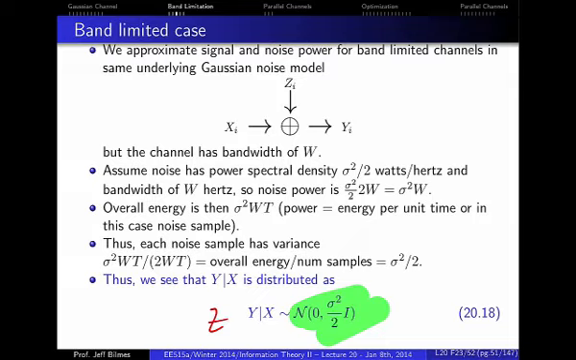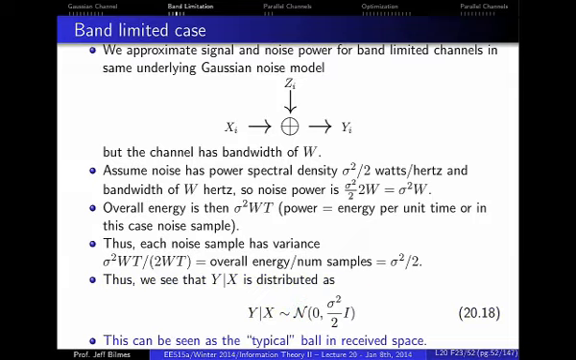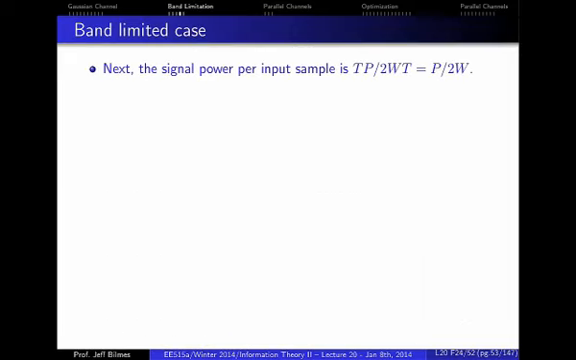Okay. So then, what happens next? Well, thanks to it being spherical, it's also ball-shaped, which is another name for sphere. The signal power: again, we have 2WT samples, and we have T times P, which is the energy. So again, we have the energy of the signal divided by the total number of samples. So the signal power per sample is P over 2W. And so the noise power is sigma squared.